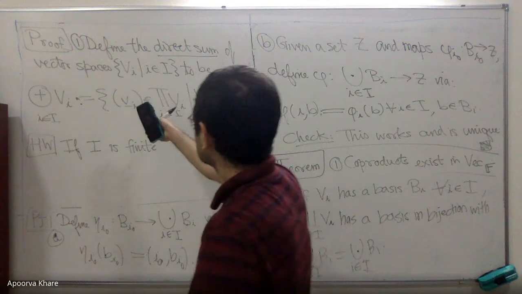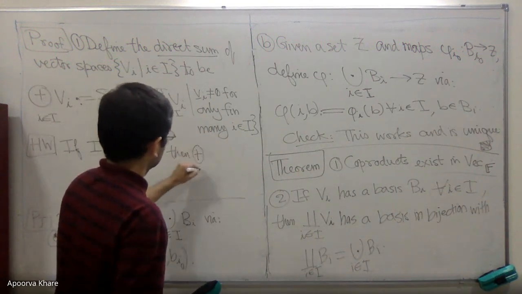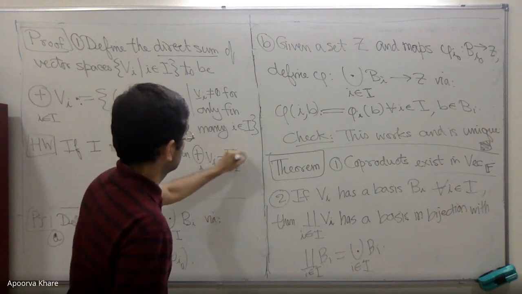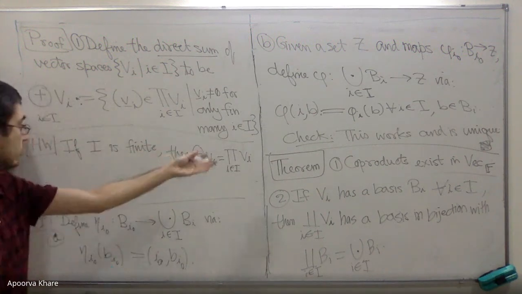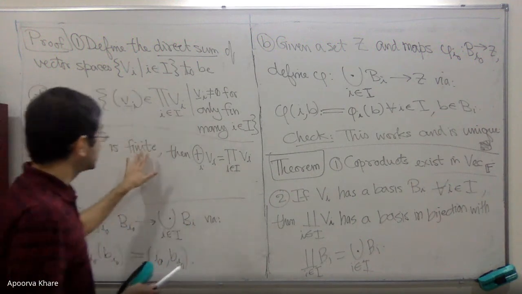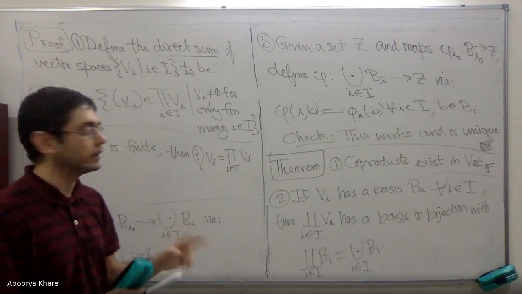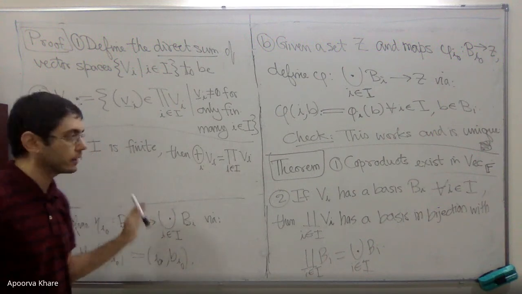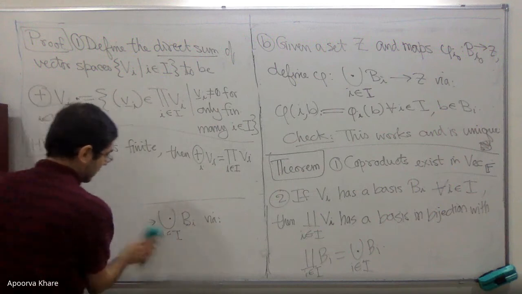If I is finite, then this is exactly equal to the Cartesian product itself. Okay, that's obvious. But if I is infinite, then this is not the Cartesian product, right? Because I can only take finitely many non-zero coordinates, but the product of the V_i can have every coordinate non-zero. So there is no guarantee. In fact, the Cartesian product is strictly bigger than the direct sum.